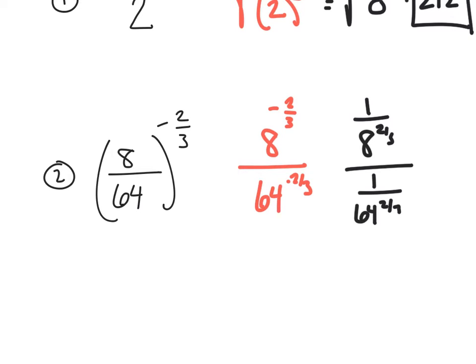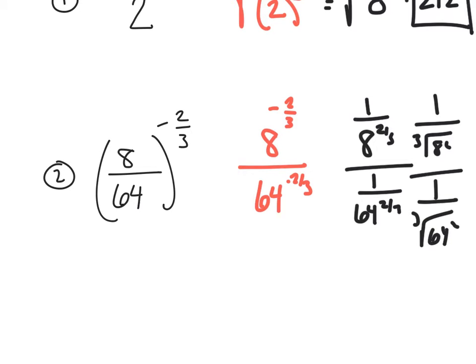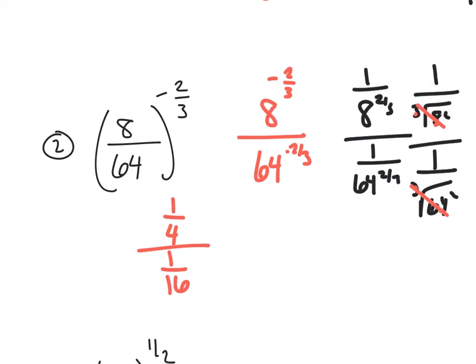And I'll rewrite it as a root, 1 over the cubed root of 8 squared and 1 over the cubed root of 64 squared. Now it shouldn't be too bad. The cubed root of 8 is 2, and 2 squared is 4, so that's 1/4 all over. The cubed root of 64 is 4, 4 squared is 16, 1/4 over 1/16. So now this is just a complex fraction. Doesn't matter to me how you handle it.